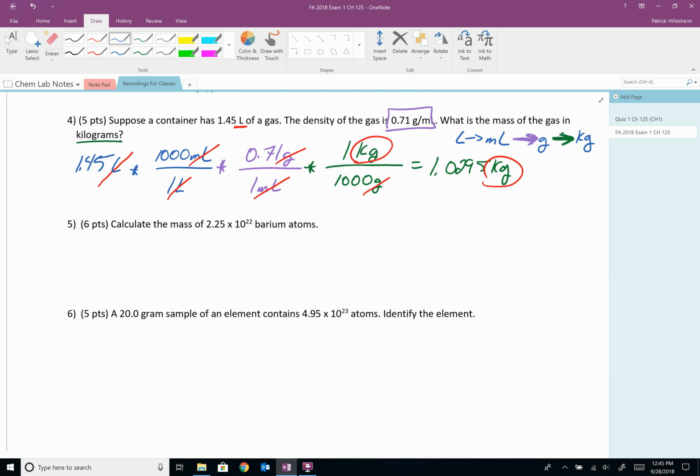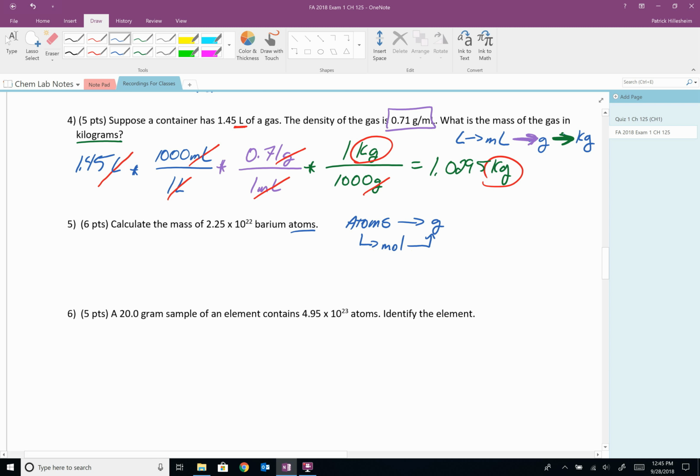Number 5, calculate the mass of 2.25 times 10 to the 22 barium atoms. So mass is in grams. We have to go somehow from atoms into grams. Now we're going to have to take a slight detour. We're going to have to go from atoms to moles, moles to grams.